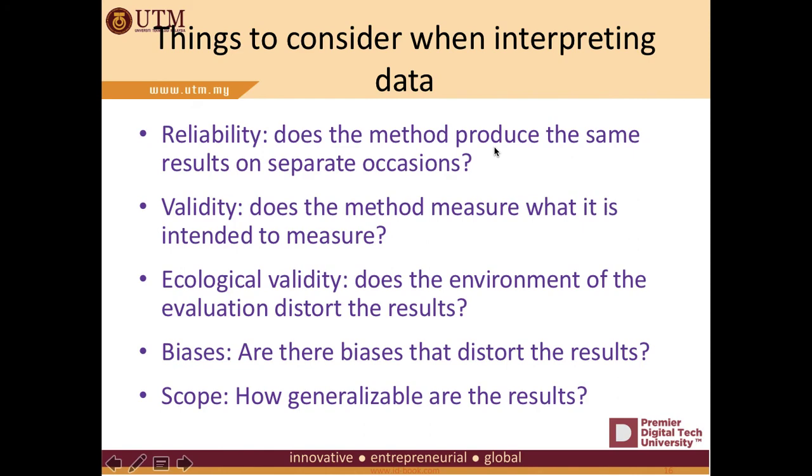Okay, when you do evaluation, the things to consider during interpretation of data: number one is reliability, number two is validity, number three ecological validity, number four biases, and number five scope. So these are the things that you need to consider during interpretation of data, especially the biases, all right? So make sure your data is not biased, all right?